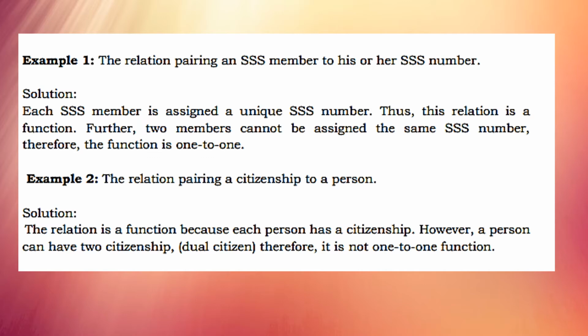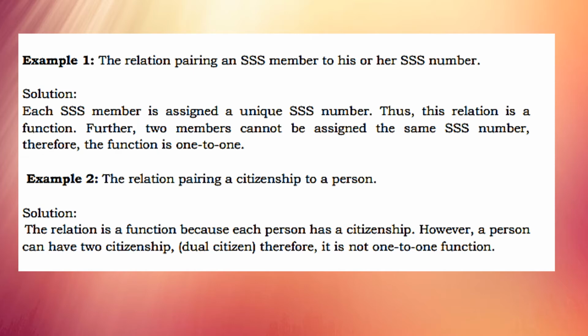So these are examples of a one-to-one function. For SSS, if you're a member, you have your SSS number. Every member of SSS has only one SSS number. They cannot have two SSS numbers. So that's why it's a one-to-one function.